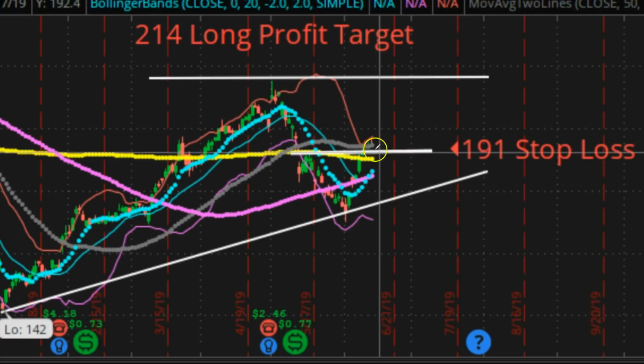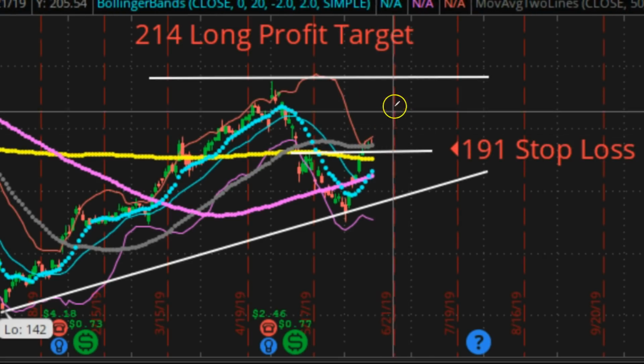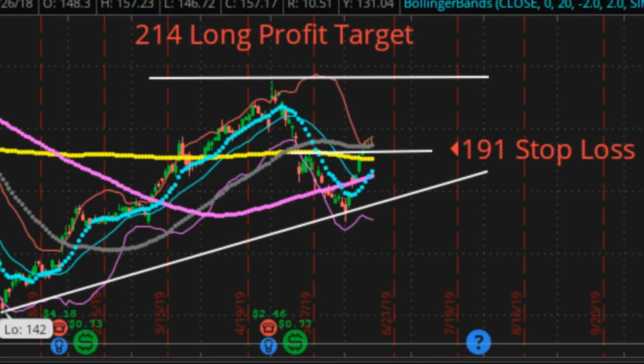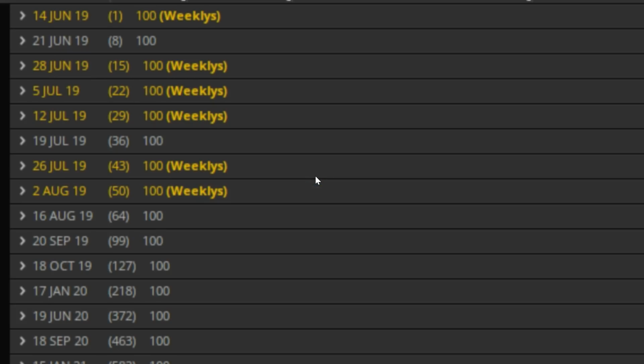So for my Apple setup, I think it's going to take no more than 7 to 10 days to get up to 214 again. And my strategy is once I know how many days I'm going to be in this trade, I'm going to multiply that by a factor of 3 to possibly 10 on how safe I want my option to be. And that's going to give me my expiration date, which would be around 50.